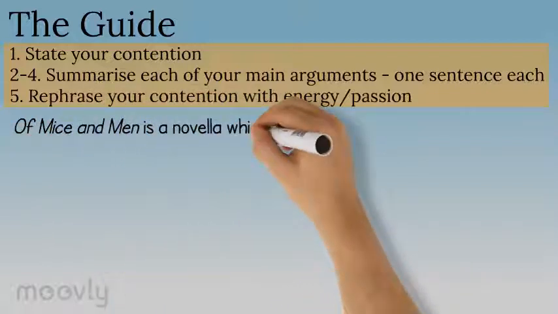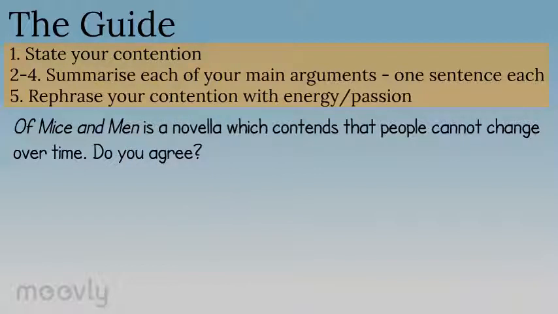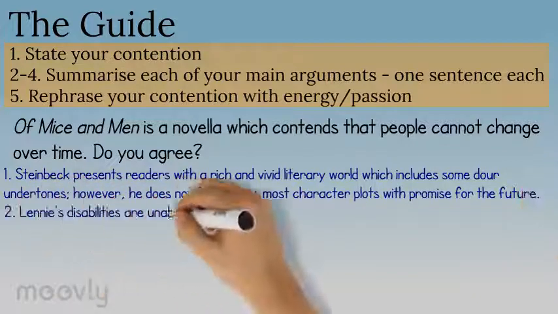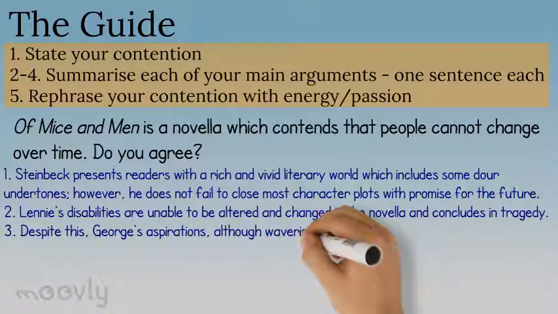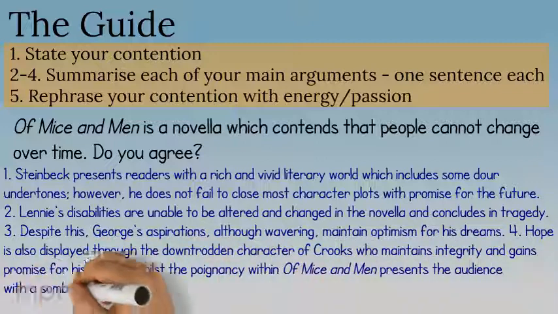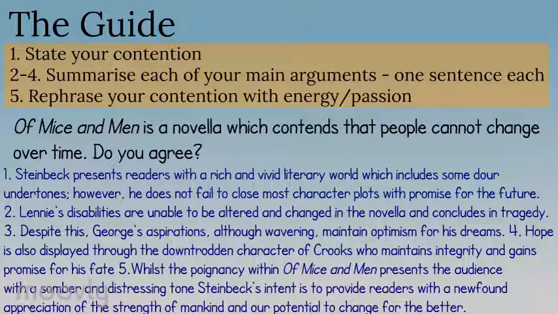Now let's write a conclusion together. I'm going to write one based on the essay topic: Of Mice and Men is a novella which contends that people cannot change over time. Do you agree? Now, in my first sentence, I need to state my contention. Steinbeck presents readers with a rich and vivid literary world, which includes some dour undertones. However, he does not fail to close most character plots with the promise for the future.